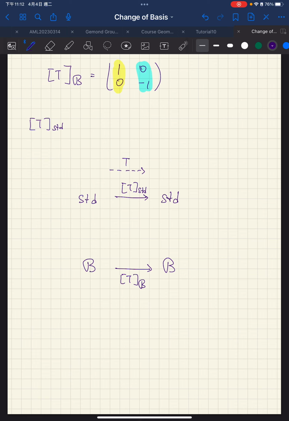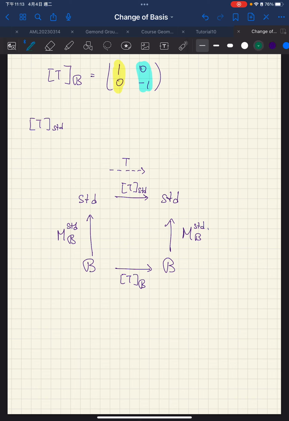What is the relationship between them? The relationship between them is that you are having a transformation. So for example, you should probably remember that this is easier to find. So let's try to stick with this. It's the B basis to standard basis. Okay, and this is the B basis to standard basis.